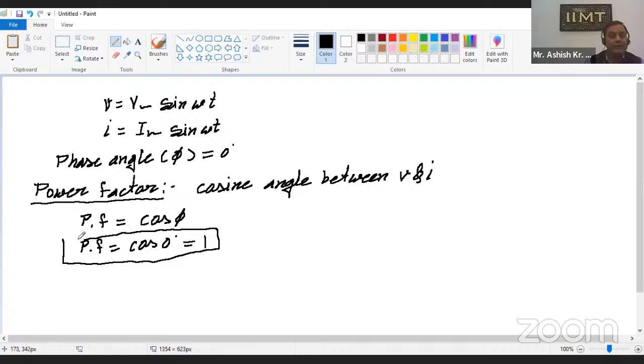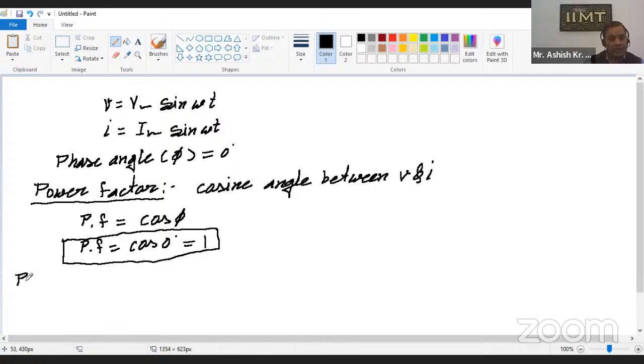The power factor signifies the fraction of power available from the supply that is actually utilized by the load to do some useful work. Here, the power factor of the purely resistive circuit is 1, so whatever amount of power we supply to the purely resistive circuit is all converted into useful work.